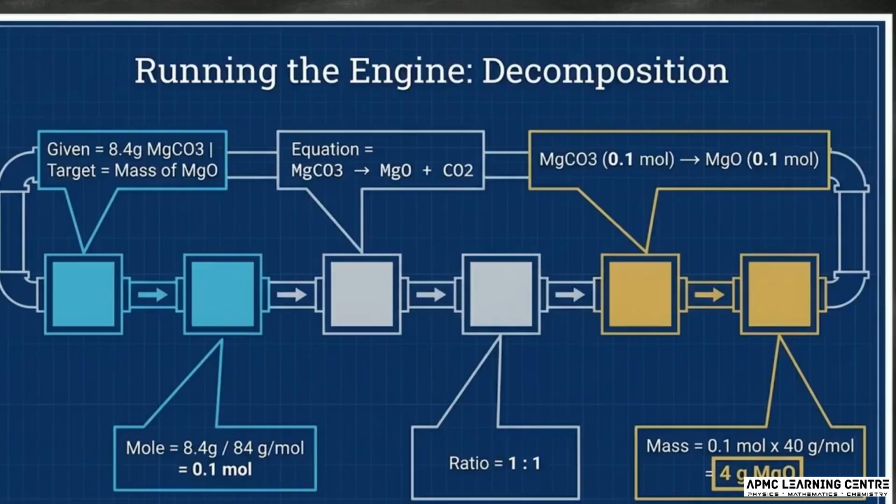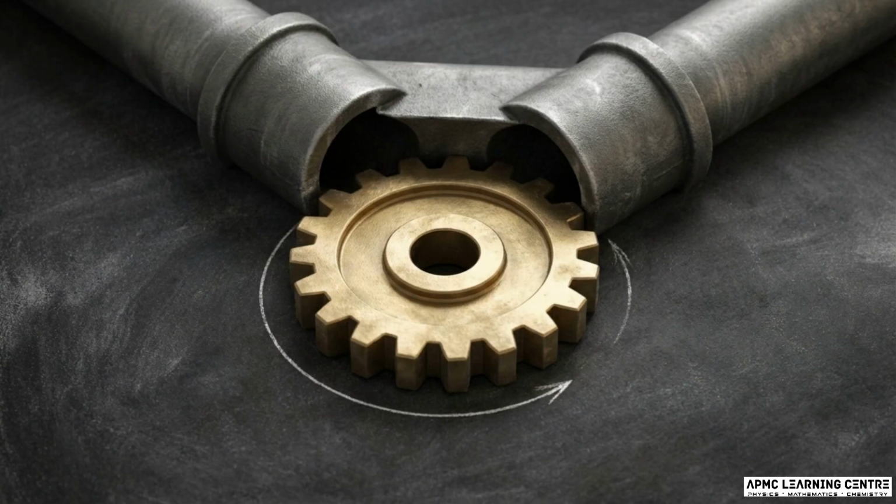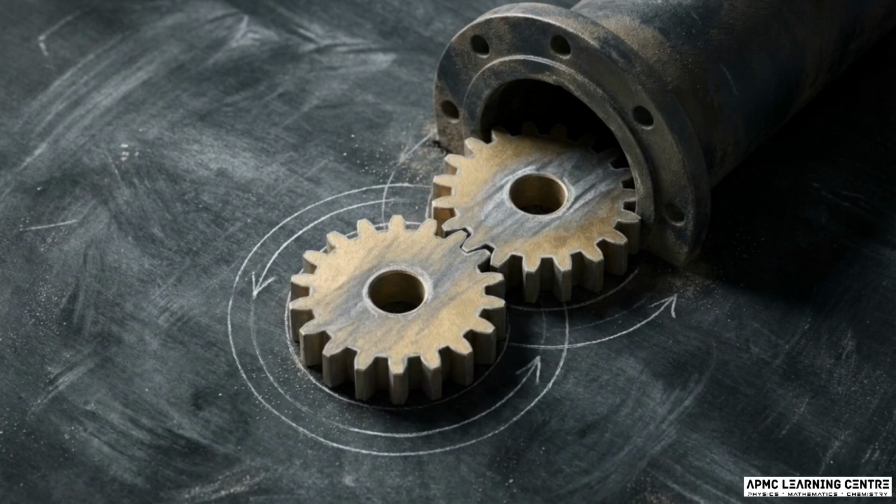Once balanced, we move to step 4. We extract the molar ratio directly from the coefficients. Because no numbers are written here, the coefficient is 1. The ratio between given and target is exactly 1 to 1. This molar ratio functions as the transmission gear for the pipeline. It dictates exactly how much product will yield from our specific input.